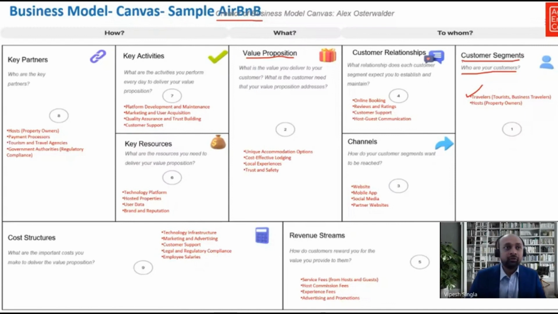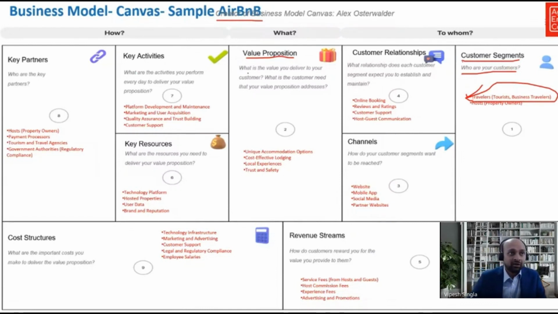Another key characteristic of Airbnb is that it is a two-sided marketplace. It is called two-sided because on one side they have travelers, who are tourists or business travelers looking for renting property. On the other side, other customers of Airbnb are people who want to rent their properties on the Airbnb platform. Both of them are their customers, and that's why it's called a two-sided marketplace.